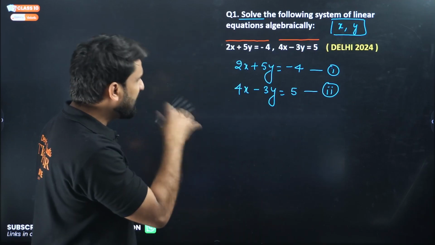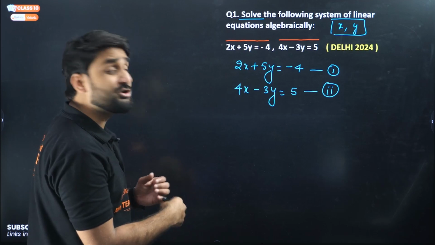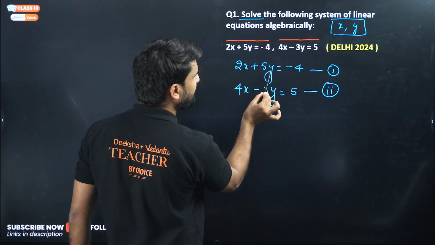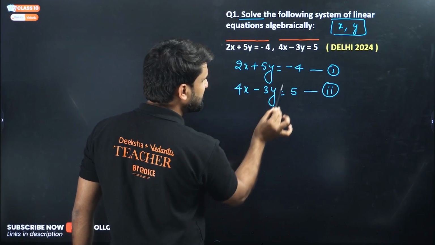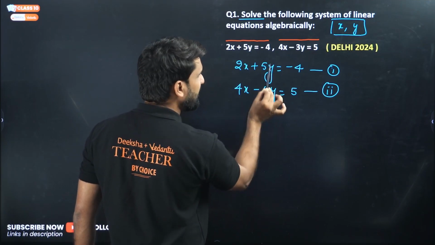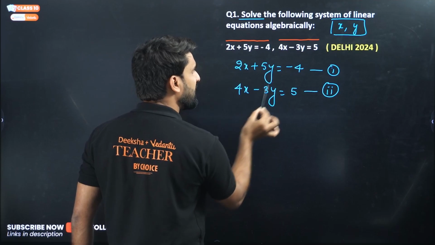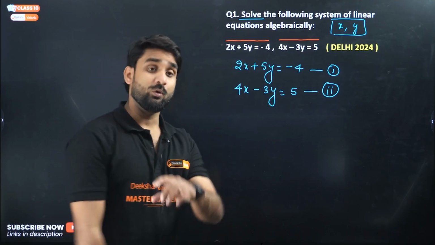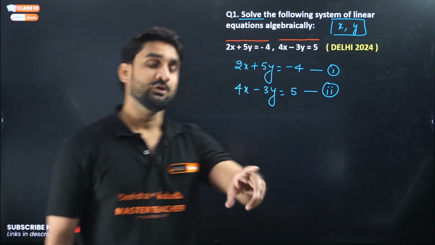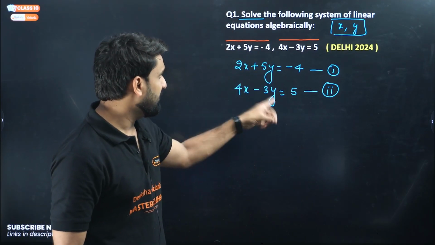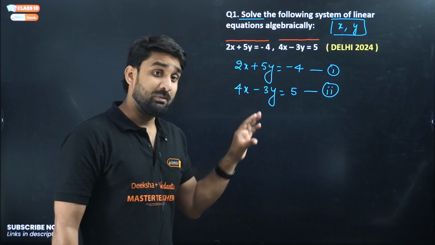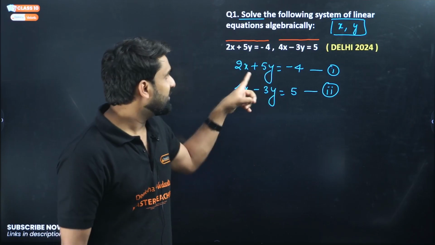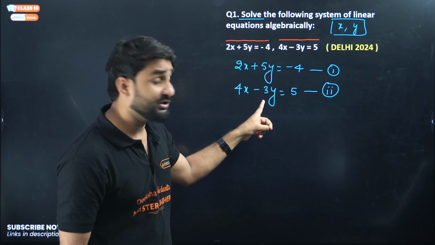How can we solve this question in very short time? I can see here this y family is in positive form, and this y family is in negative form. If I add these two equations, the y family will cancel with each other, because their signs are opposite. So I can eliminate the y family by adding the first and second equations. But they can cancel only when their coefficients are equal. Here the coefficient of y is 5, and here the coefficient of y is minus 3.